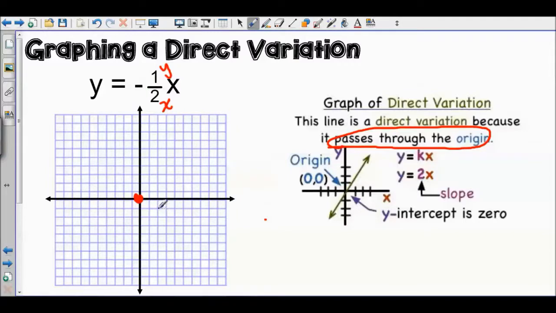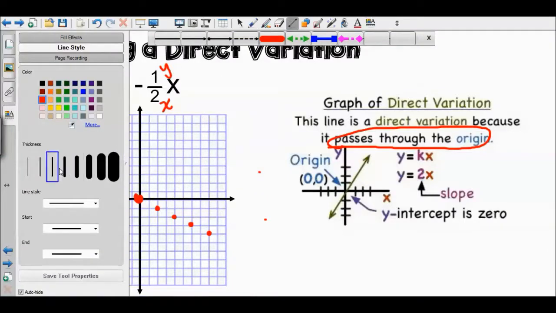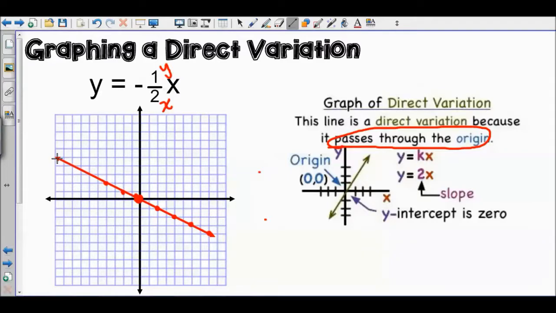Whoopsie daisy. There we go. Down 1 over 2. Down 1 over 2. I could go the other way: up 1, left 2. Up 1, left 2. And so forth. And then I can get me a line here. Let's make it not so big. Put some arrows on the ends of it, because this could extend infinitely in the other direction. And I'm going to connect those dots, extending it out. There we go. And there is our graph of y equals negative 1/2 x.